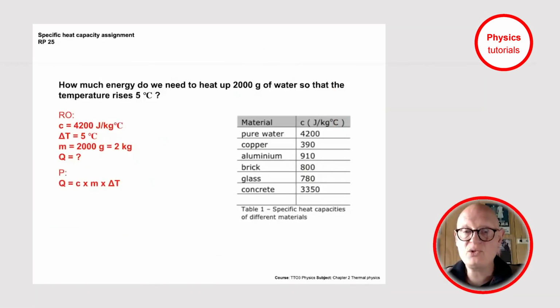My plan is to use this equation: heat energy equals c times m times delta T. Then I fill in the numbers, and I will find the number 42,000 joules. That's the heat energy needed to heat up 2 kilograms of water, giving it a temperature rise of 5 degrees Celsius. Now you've got an idea of how to use specific heat capacity in joules per kilogram per degree Celsius.